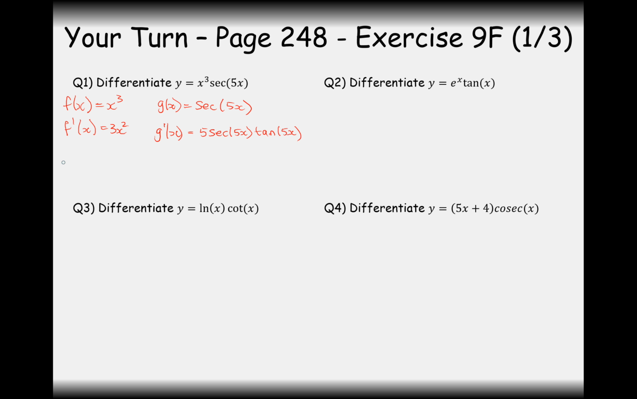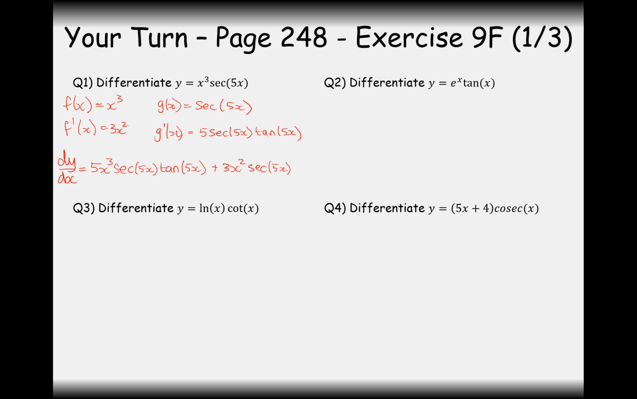And now putting these two functions together, so dy by dx, and remember we kind of cross multiply and add the results together, so it's going to be 5, simplifying as I go along, 5x cubed sec 5x tan 5x. So that's the first part multiplied together. The second part multiplied together is going to be 3x squared sec 5x.